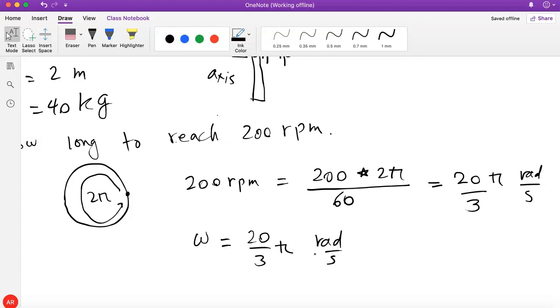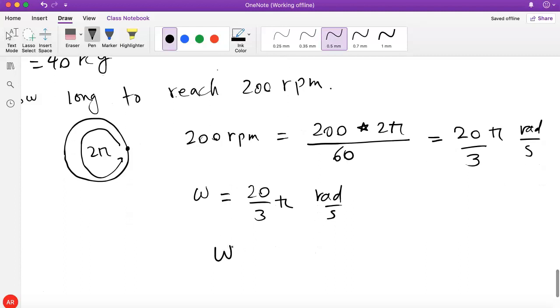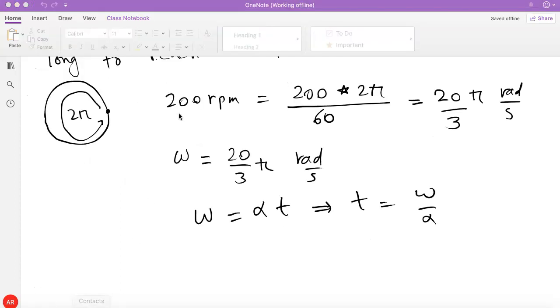Now, to figure out the time it takes to reach from 0 angular velocity to this angular velocity, we just need to find the angular acceleration. We have a constant torque, so we have a constant angular acceleration. So if we find that angular acceleration, we can write omega is alpha times t, so t is going to be omega over alpha, right?